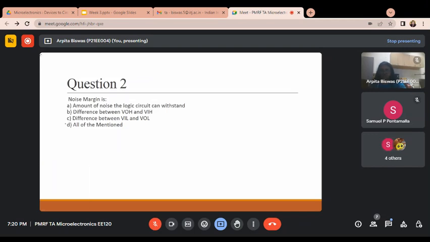So here the right option is option D, because the first one, you can see, is only the definition of the noise margin, and how you calculate the noise margin.